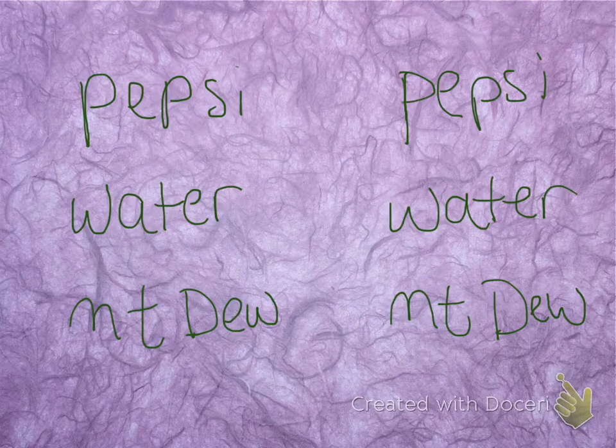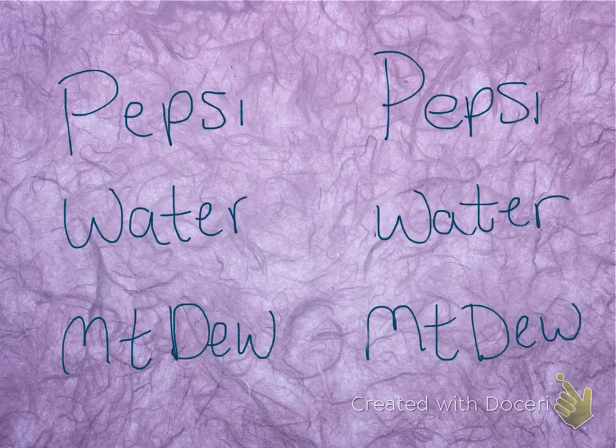When you go to the machine and push the Pepsi button, you expect to get a Pepsi. When you push the water button, you expect to get a water. And when you push the Mountain Dew button, you expect to get a Mountain Dew. If that happens, the pop machine is functioning properly. But let's say when you go to the pop machine, you push the water button and you get a water.